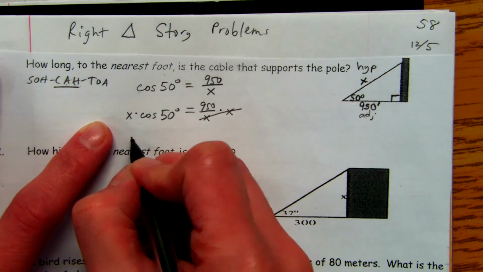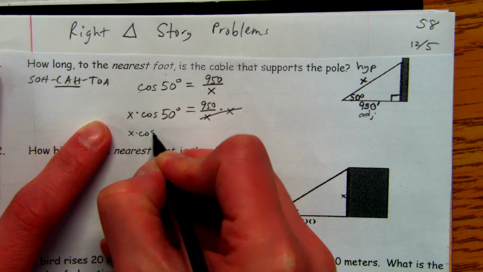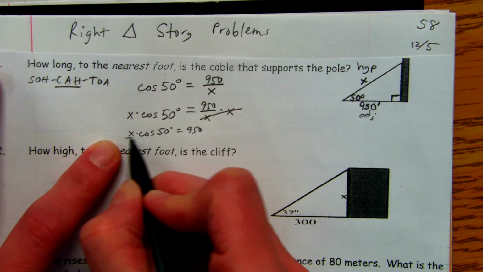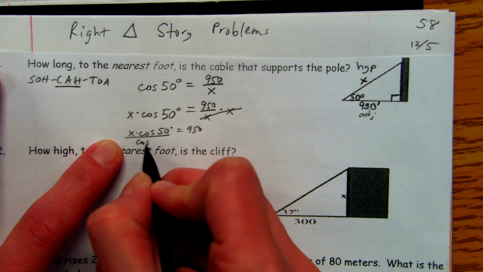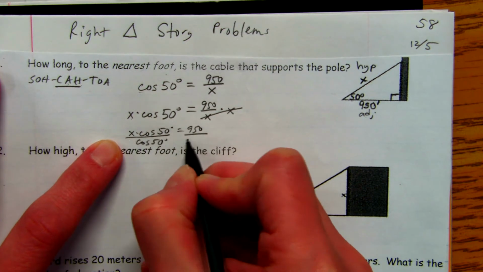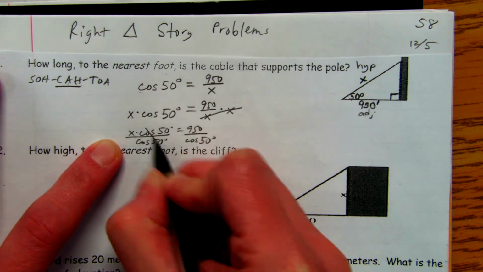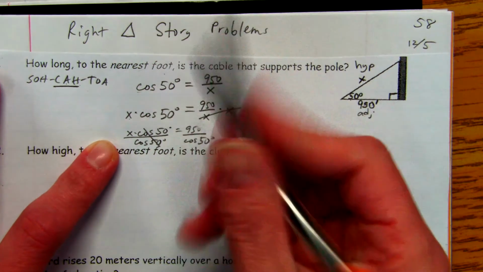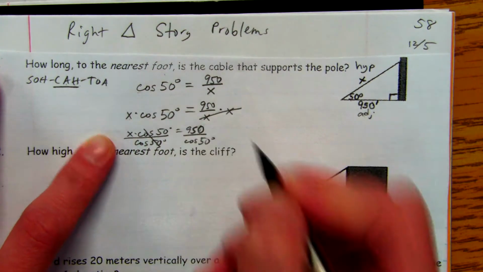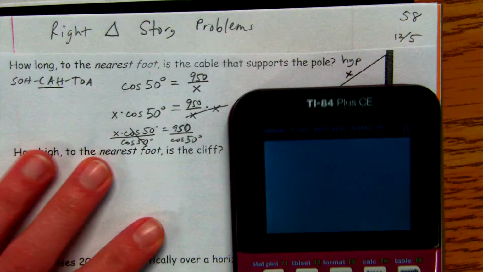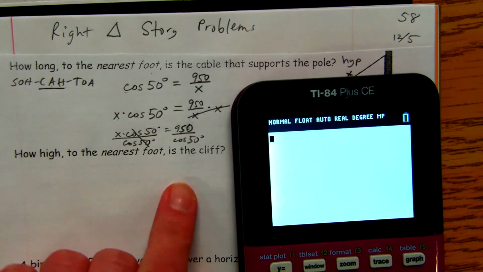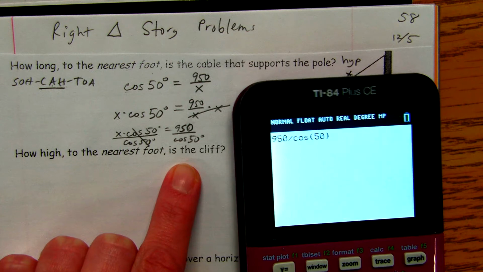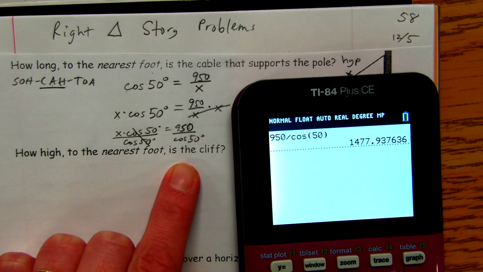So let me rewrite this first. x times cosine of 50, make sure I'm being clear, equals 950. So we're trying to solve for x. Divide by cosine of 50. And so we're going to have 950, that looks like 95 degrees, so let me fix that, divided by cosine 50. Let me get my calculator up here. 950 divided by cosine of 50, and that looks reasonable.